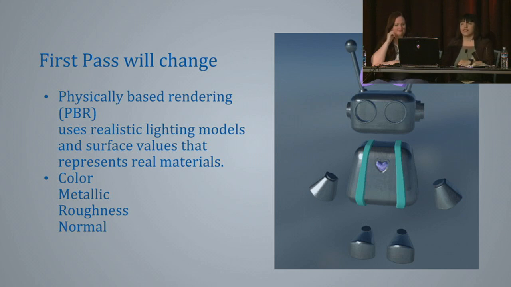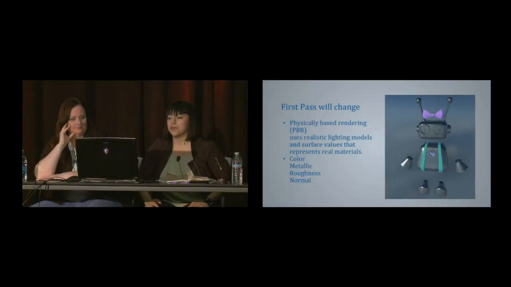So when you do a texture, it's always important to do a first pass. It's never going to be the same when you're done. So what I did here, I decided to fully go on with PBR. That's physically based rendering, and it uses realistic lighting models and surface values that represent real materials. So plastic, metallic, organic materials, concrete, any fabric. You can make those appear realistic using several maps. So the robot just had a steel and fabric and glass material thrown on there.